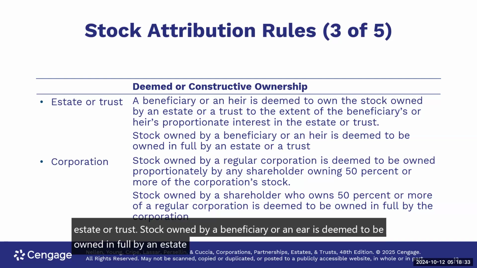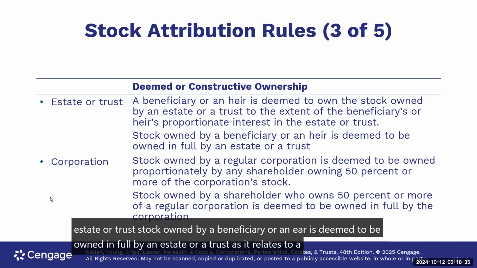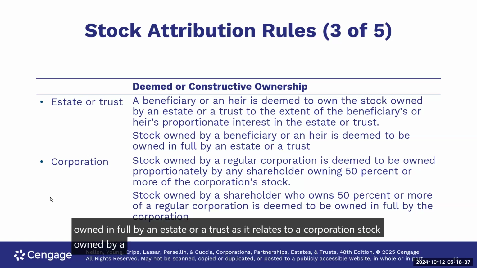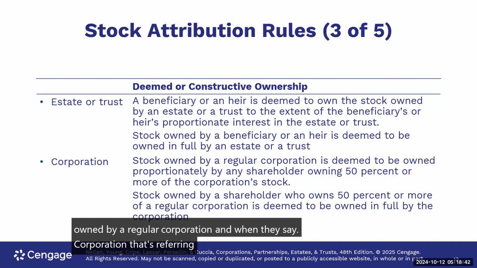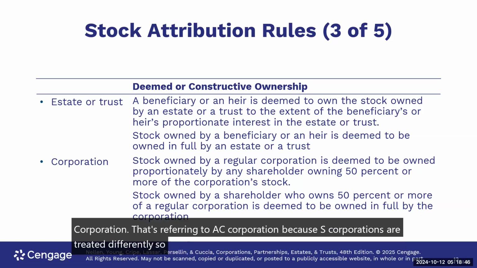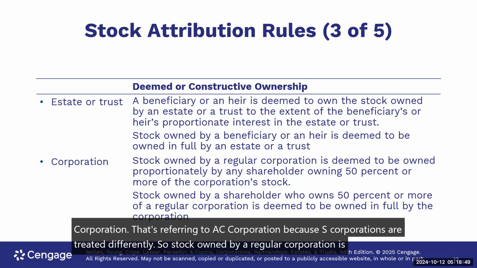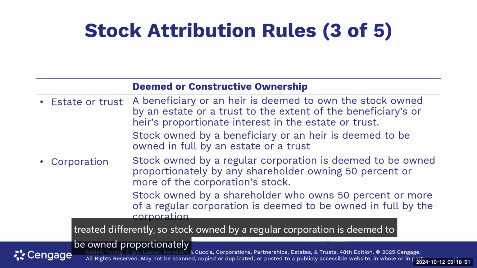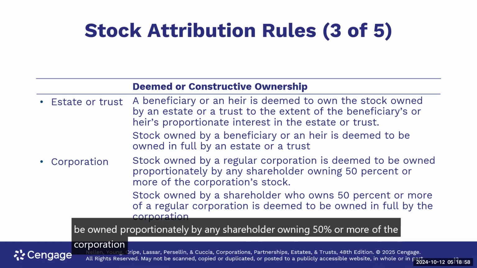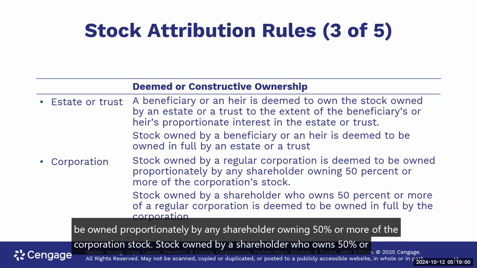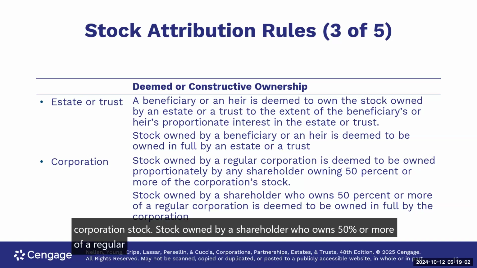As it relates to a corporation, stock owned by a regular corporation, and when they say regular corporation, that's referring to a C corporation because S corporations are treated differently. So stock owned by a regular corporation is deemed to be owned proportionately by any shareholder owning 50% or more of the corporation's stock. Stock owned by a shareholder who owns 50% or more of a regular corporation is deemed to be owned in full by the corporation.